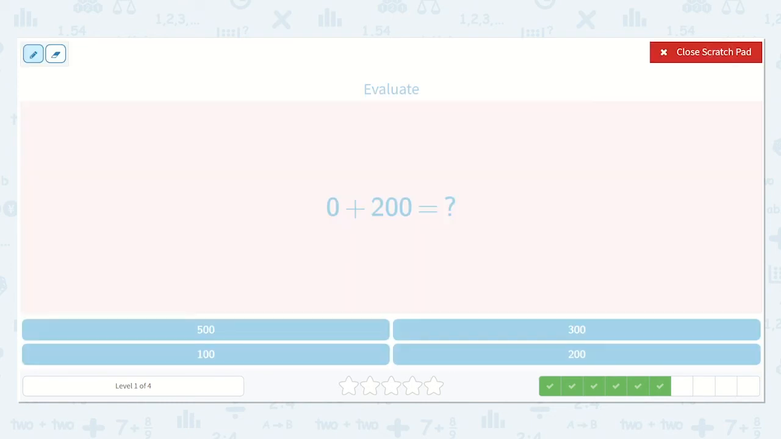Now if we have no hundreds or 0 hundreds and then we draw 2 hundreds, because we are adding 0 plus 200, what is our answer? Yes, 200. 0 plus any number will always be that same number. And I see it down here.